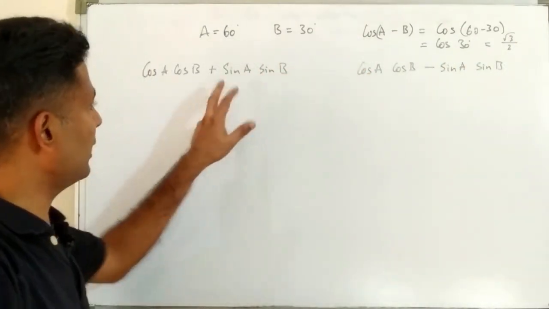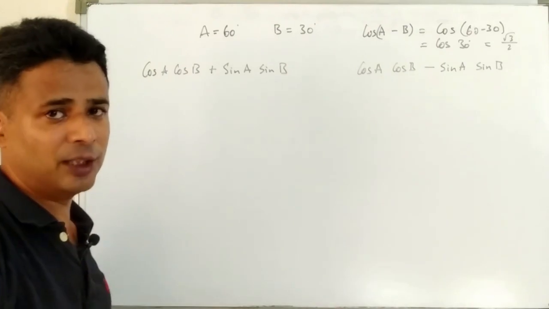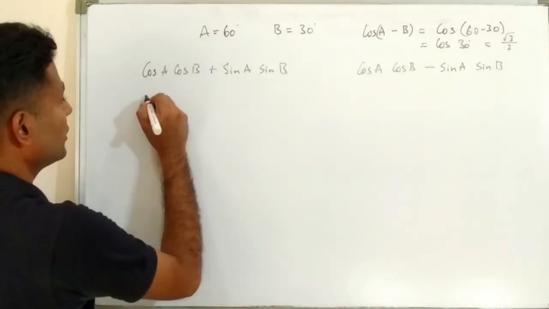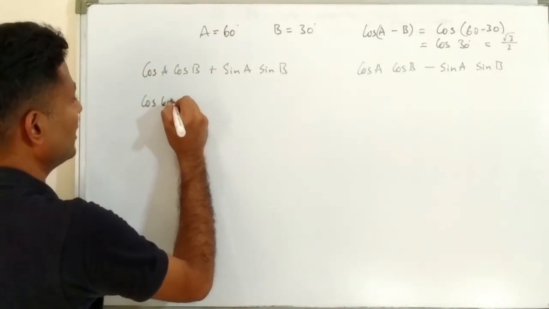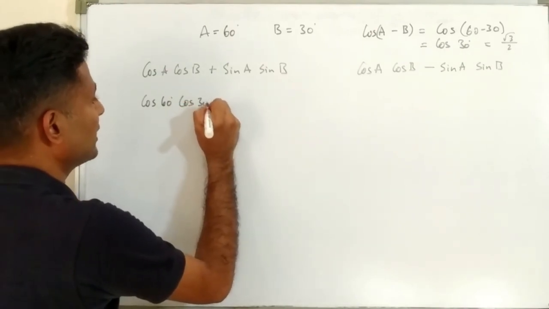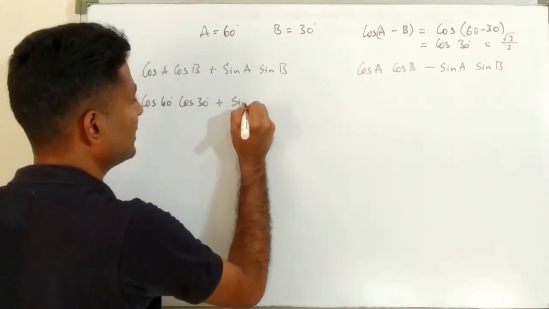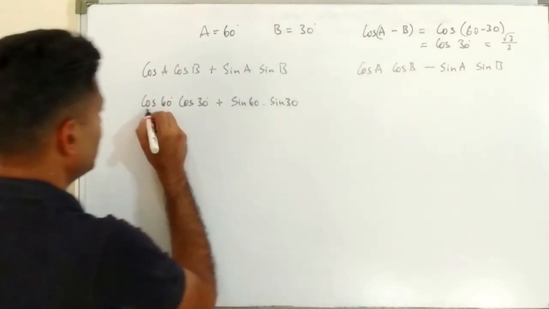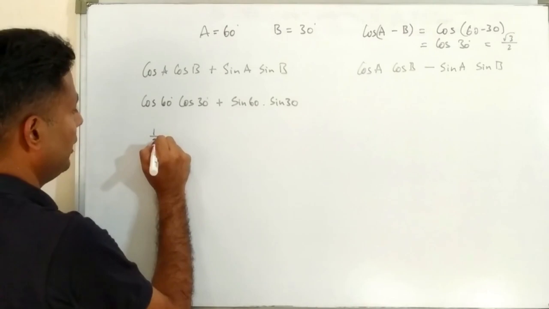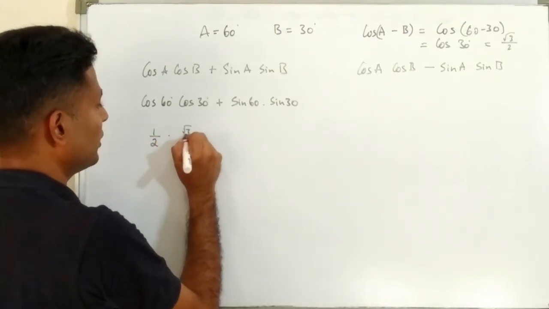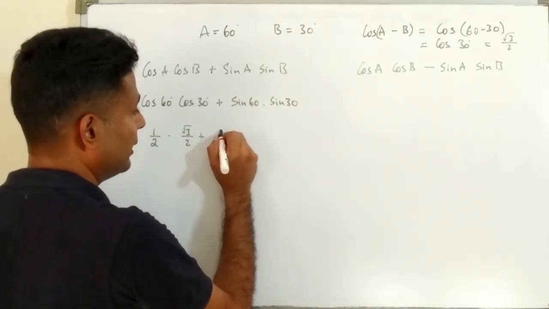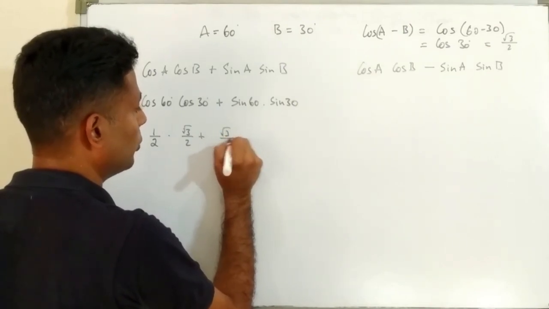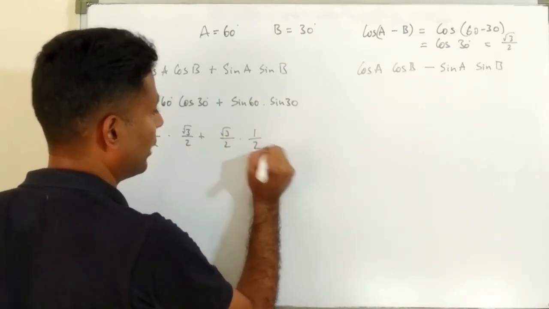Now can this be written in this form or this form? Again by substituting the A and B values. So what do we get? Cos A, that is cos 60, cos B is cos 30, plus sin A, that is sin 60, into sin 30, right? So cos 60 is 1 by 2 into cos 30 is root 3 by 2, plus sin 60 is root 3 by 2 into sin 30 is 1 by 2.